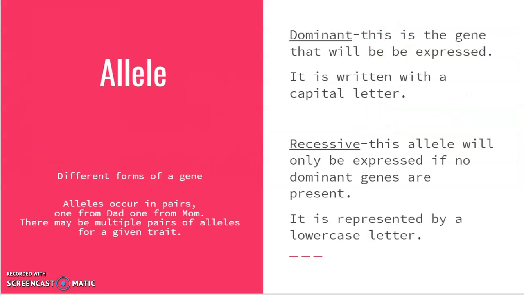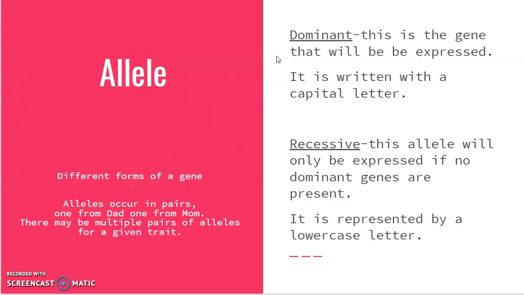An allele is a different form of the gene. So alleles come in pairs because you get one from your dad and one from your mom, and there may be multiple pairs of alleles for a given trait. So you need to remember that the dominant gene is the gene that you will see.